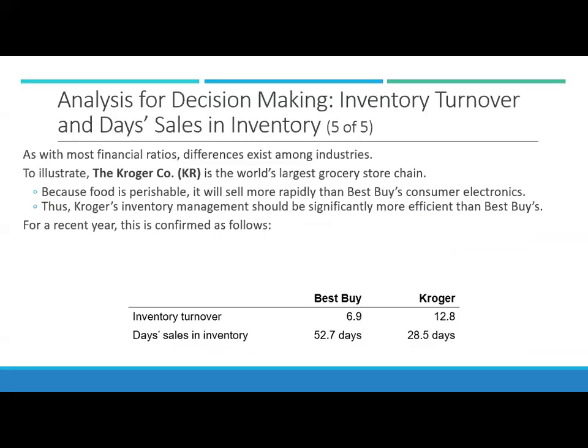Different industries will have vastly different inventory turnover ratios and days sales in inventory. If we think about Kroger, they're a grocery store. All their inventory expires. They have to sell it. They have to move it quickly. And so their days sales in inventory was 28 and a half days.